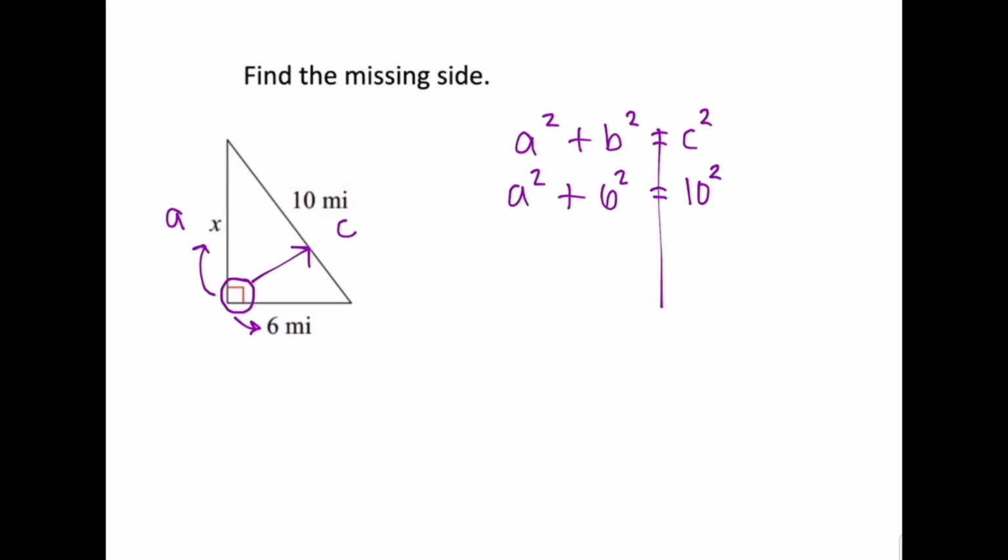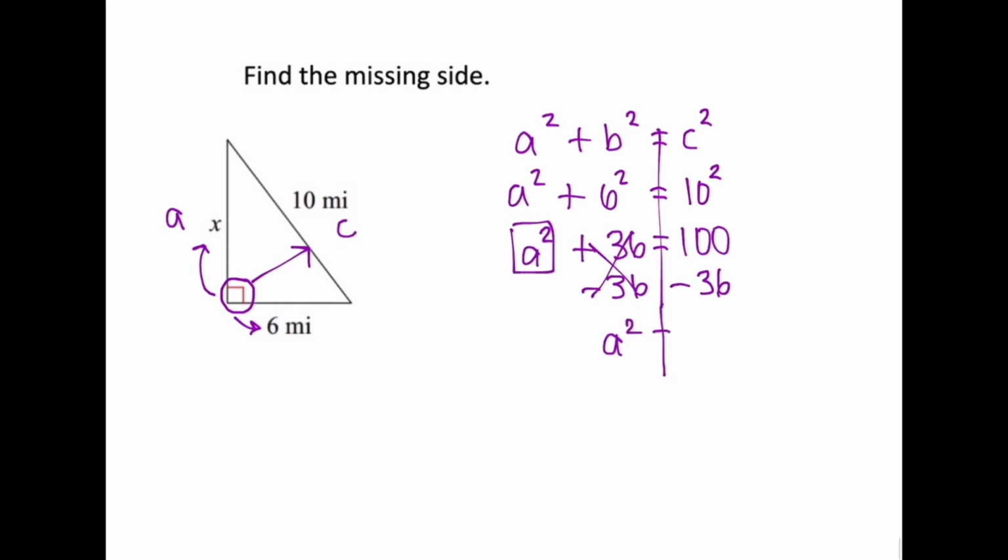Next, let's solve what we can. We can't solve anything with a squared, so we're just going to bring that down. 6 squared is 6 times 6, which is 36. And 10 squared is 10 times 10, which is 100. Now we have to get a by itself. To eliminate the plus 36, we can do the inverse operation of addition, which is subtraction. But what you do to one side, you must do to the other. That leaves us with a squared equals 64.